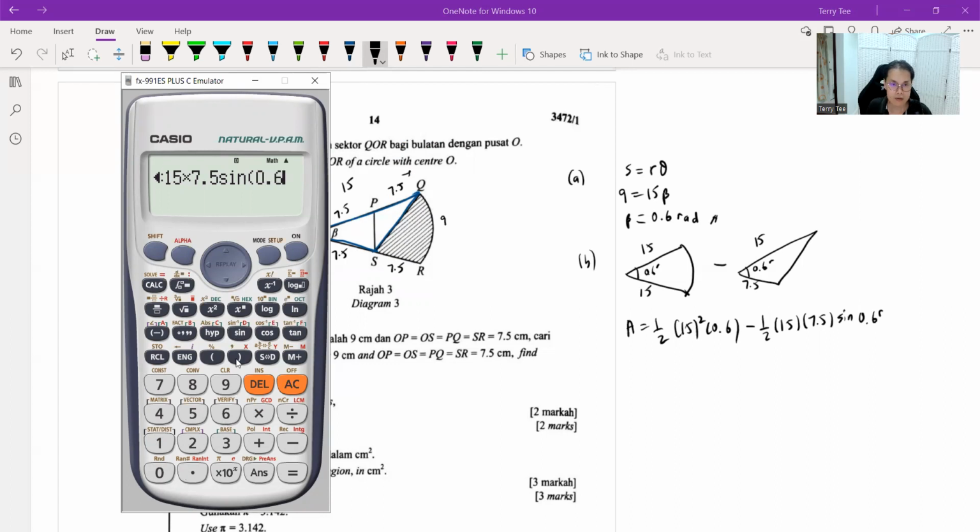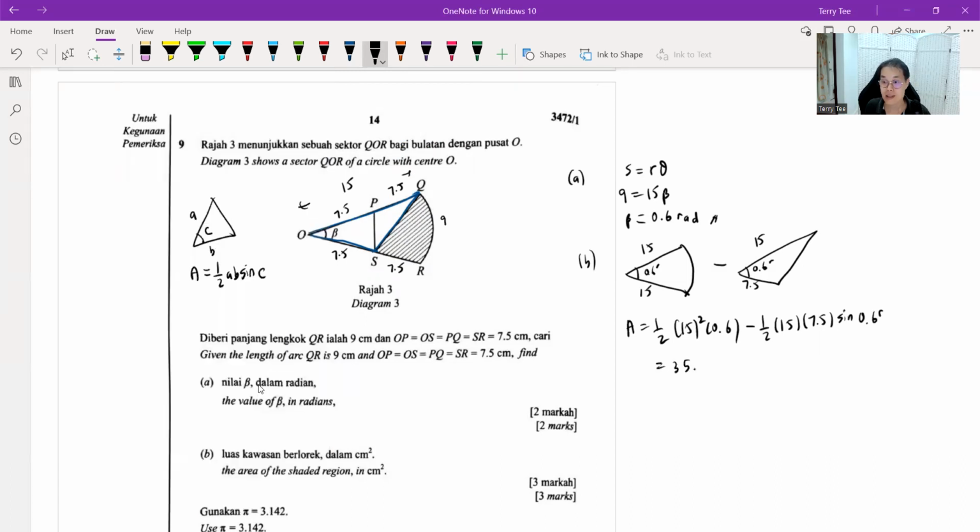Now be careful, you've got to use your calculator in radian mode. Now you can see a D here. D stands for degree. I just changed my calculator to radian mode, so you get sine 0.6 radian instead of 0.6 degree. If you forgot to change your mode, then your answer might be a bit different or a lot different. So this is 35.74. Your answer is 35.74 cm squared.